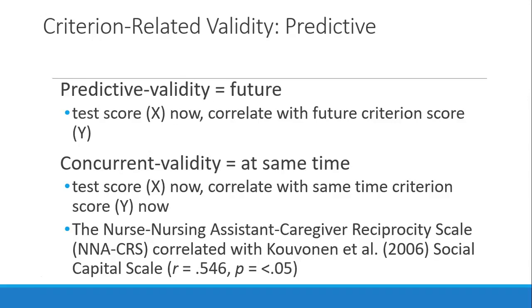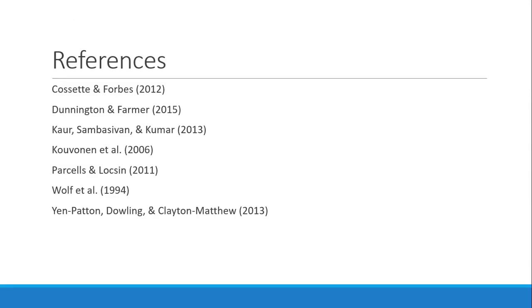Concurrent validity means that you're measuring both of the instruments' results at the same time using a correlation coefficient. So here's an example. The Nursing Assistant Caregiver Reciprocity Scale was correlated with another instrument, a social capital scale, and you got once again a moderately strong, statistically significant result. These are the references for this set of slides.